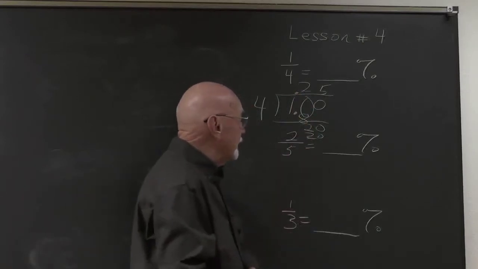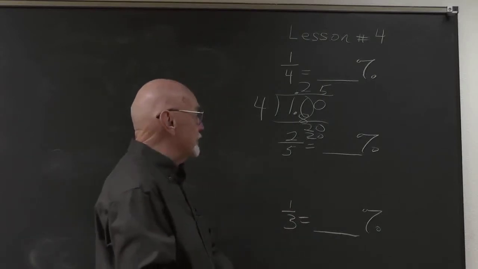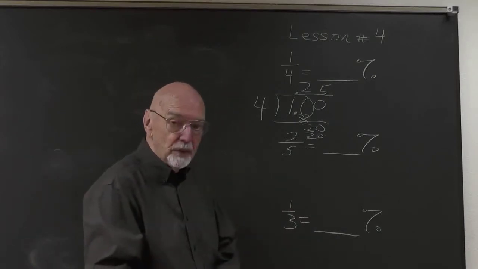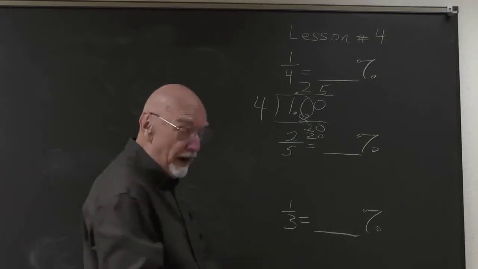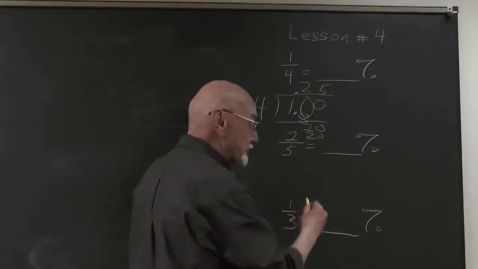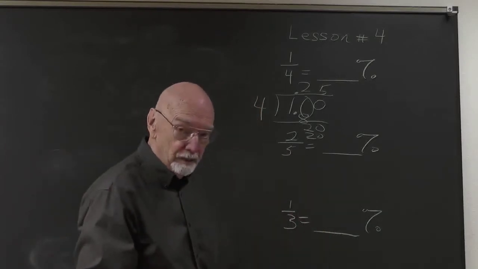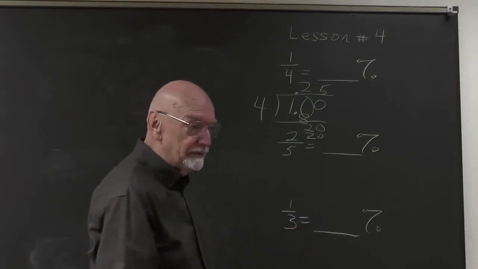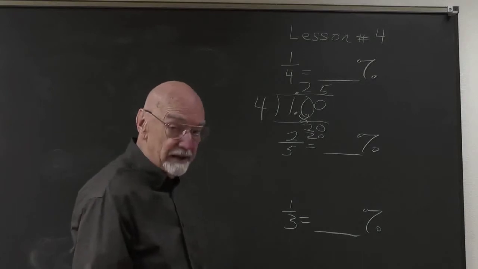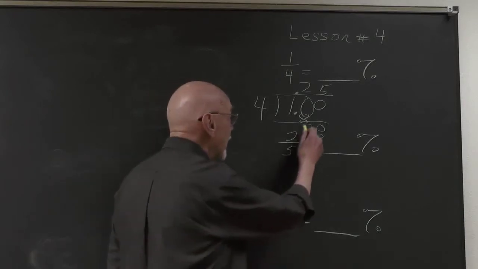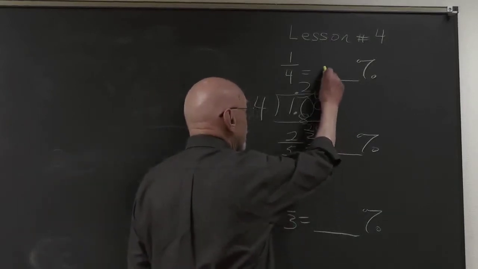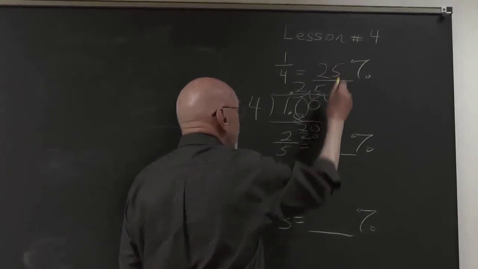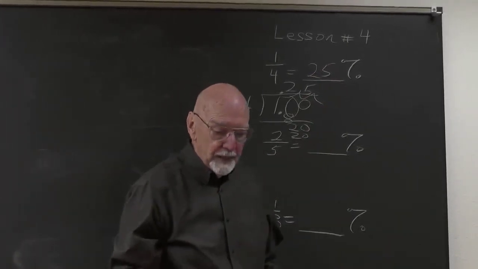So what we're going to do now is just simply move the decimal point 2 places to the right. That's the same as multiplying by 100. When we move the decimal point 2 places to the left, that's the same as dividing by 100. So we just do that, and 1/4 equals 25%.